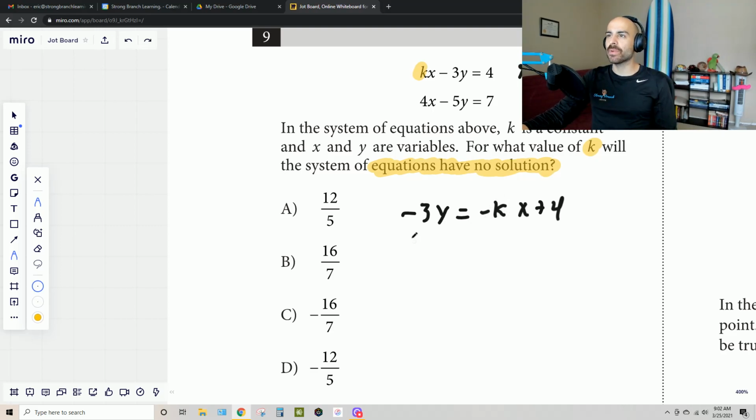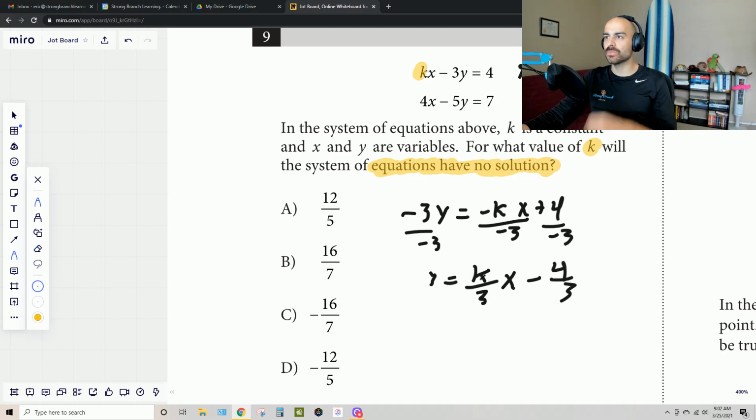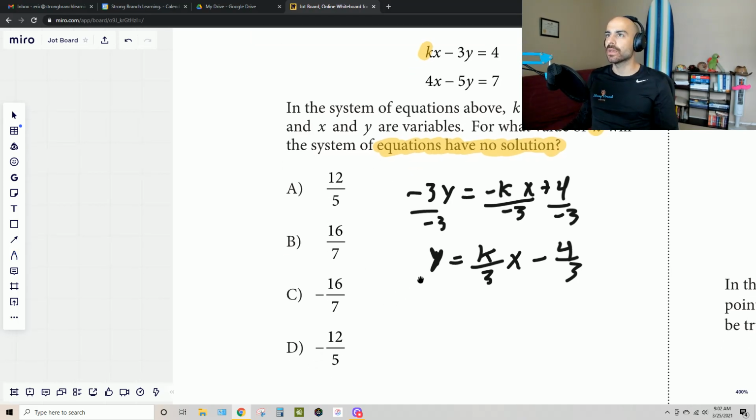Then I can get y by itself by dividing everything by negative 3. I'm actually going to put negative 3 here, negative 3 here. And then I end up with y equals positive k over 3x minus 4 over 3. There are a bunch of different ways to write this expression, but this way is going to be the most efficient for analyzing it.